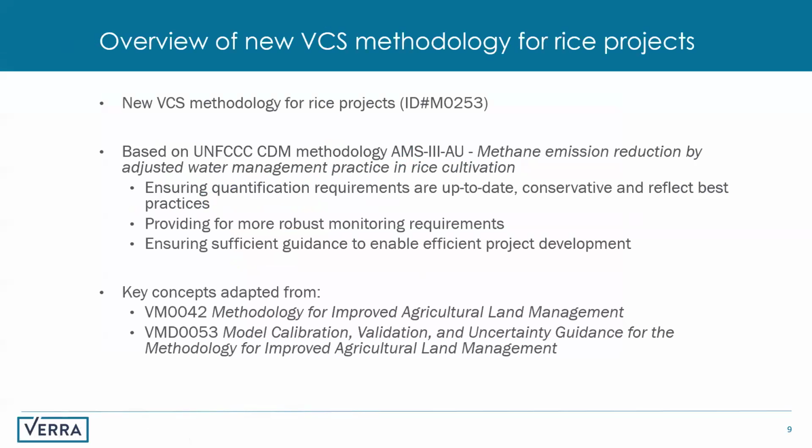So right at the top here, we can see this is a new VCS methodology for rice projects. We've also got the VCS ID number there in case you want to engage with the Vera staff. You can quote that ID number and they should be able to find it. So this methodology will essentially be based on the CDM methodology AMS-III.AU, methane emission reductions for adjusted water management practice in rice cultivation. And from that starting position, there are going to be some significant updates.